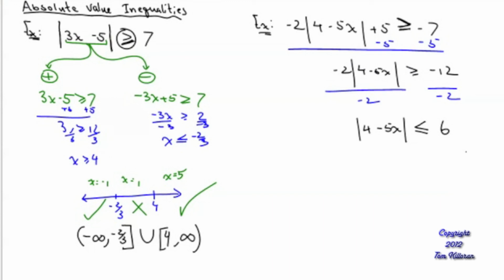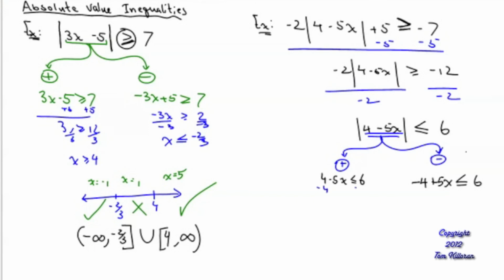All right, now we're going to make the assumption that the inside is either a positive or a negative value. If the inside is positive, it comes out as 4 minus 5x is less than or equal to 6. If the inside is negative, it comes out as positive: -4 plus 5x is less than or equal to 6. Don't change both sides, just one. Okay, and then this one's easy enough.